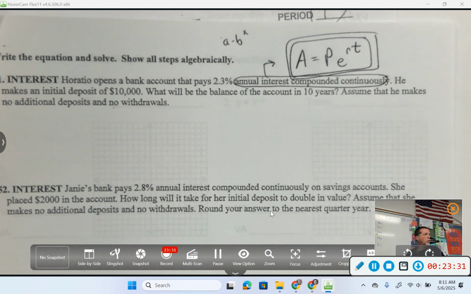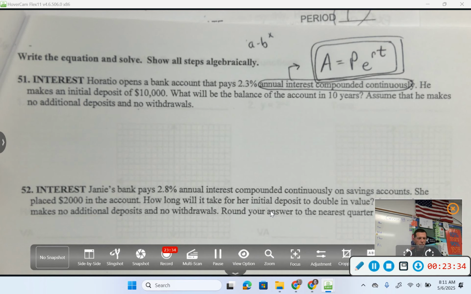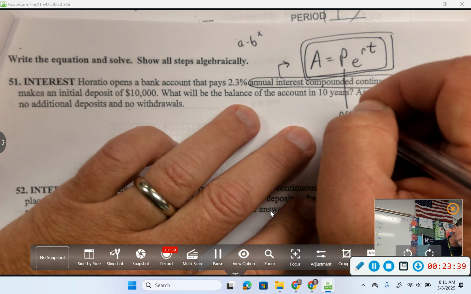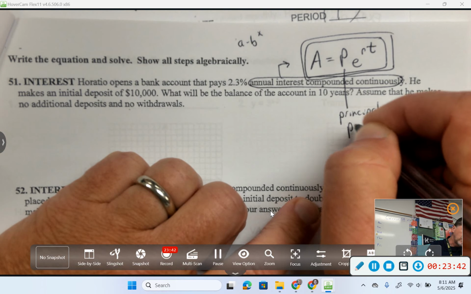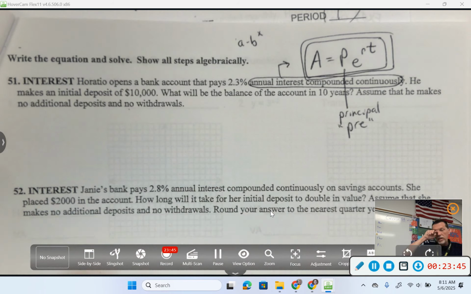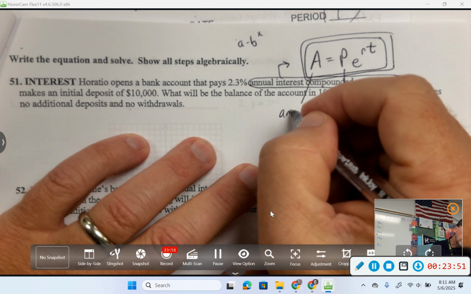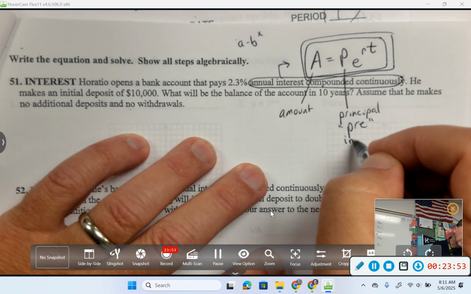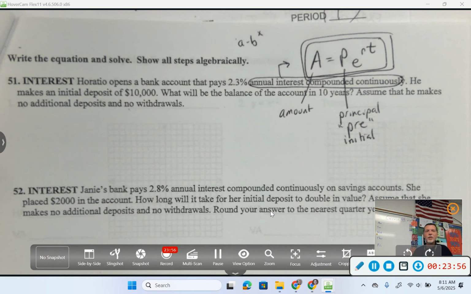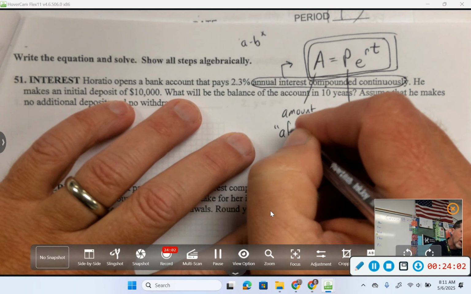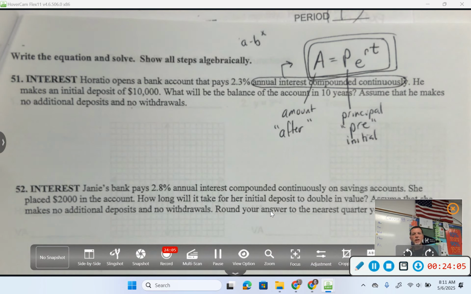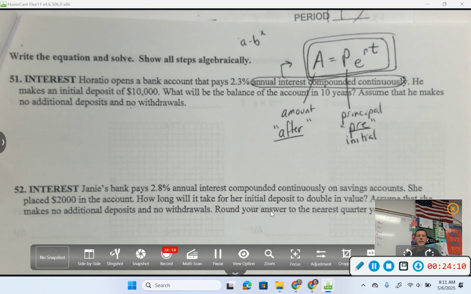There's our new formula for the day. P times e to the RT. P is called the principal, but it's better just to think of it as the pre. P is the pre. The before you start investing, how much money do you have? It's the initial amount. A officially stands for amount, but I feel like that doesn't help because there's a before amount and an after amount. So I think of A as standing for after. So the pre and the after. And then R is the rate and T is the time.